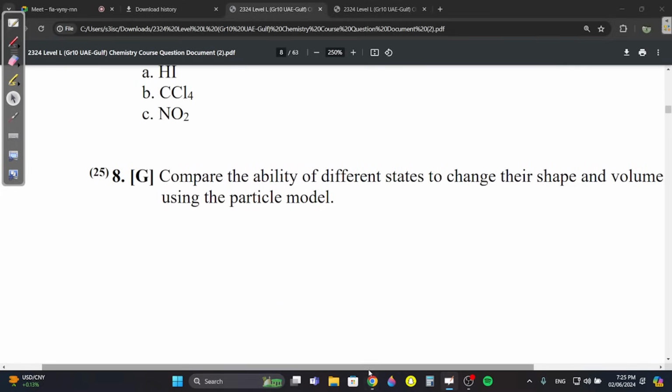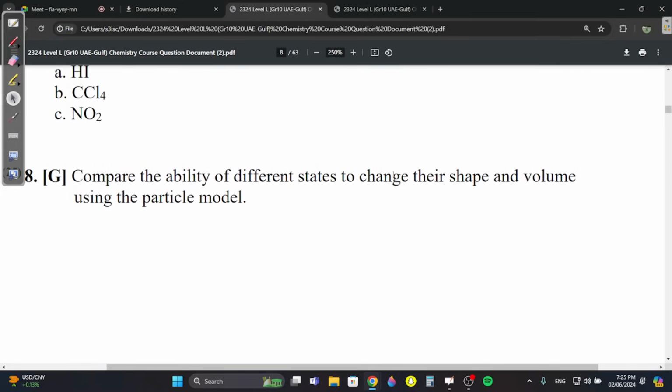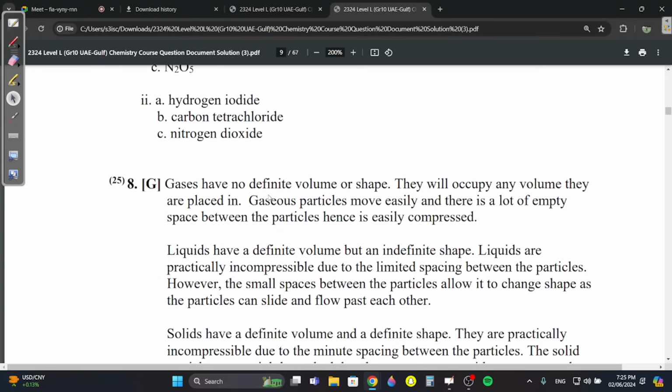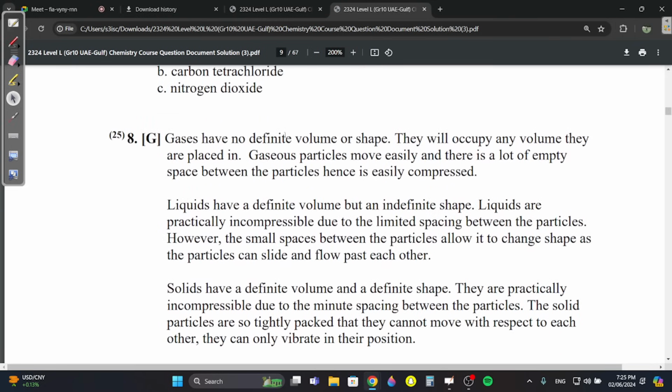Question 8. Compare the ability of different states to change their shape and volume using the particle model. I remember this coming. Gases have no definite volume or shape. I think you should just memorize all of this. They will occupy any volume they are placed in. Gaseous particles move easily, and there is a lot of empty space between the particles, so gases are easily compressed. I think this comes as multiple choice. Gases are easily compressed, you choose it. Gaseous particles have space between them, you choose it. Gases have no definite volume or shape, you choose it. They occupy any volume, you choose it.